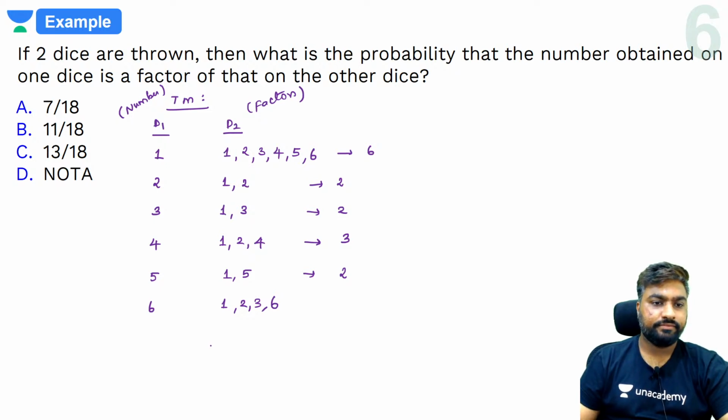Yes. Any doubt now in this? Now what did we do? We only counted the factors, right? We only counted what? The factors. Yes, 10, 12.